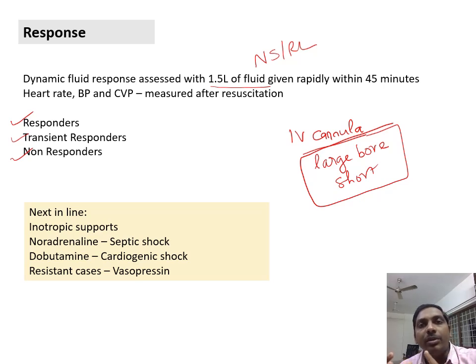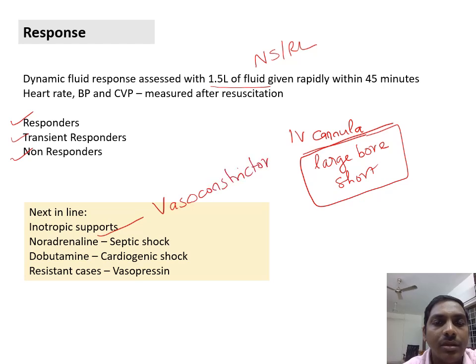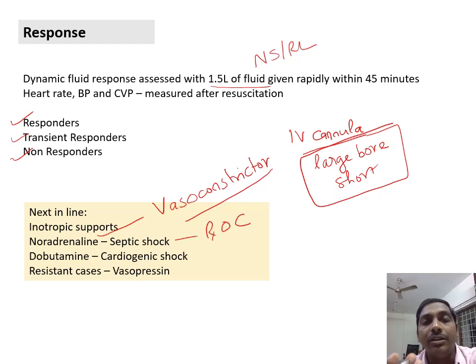And then a peripherally vasodilated status like septic shock. In such cases, you need to give noradrenaline. Noradrenaline is an intense peripheral vasoconstrictor, so that will be the treatment of choice for septic shock. If it is still not responding, you have another drug called vasopressin. So just remember, in septic shock, noradrenaline is the drug of choice. For cardiogenic shock, dobutamine is the drug of choice.